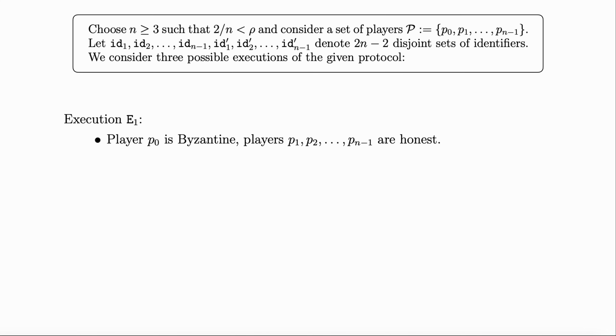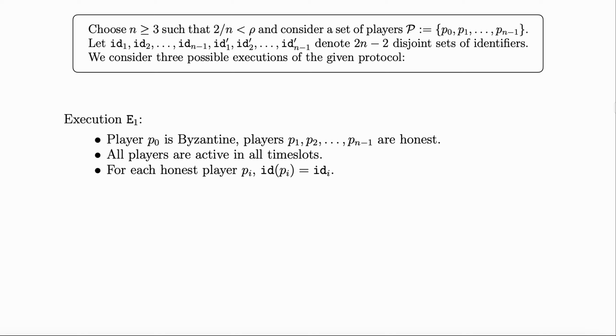As I say, we're going to consider 3 different executions. This is our first one. In the first execution, player P0 is Byzantine, and players P1 up to Pn minus 1 are honest. All players are active in all time slots. That's going to be true in all the executions. Inactivity is going to be nothing to do with this proof. It doesn't play a role here. For each honest player Pi, their identifier set is just IDi. So far so simple.